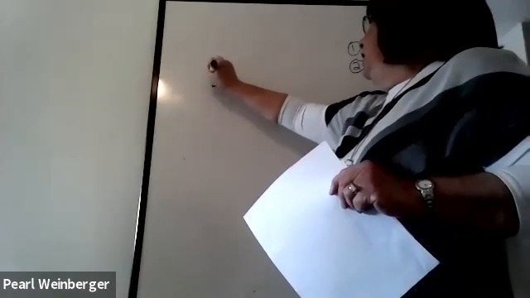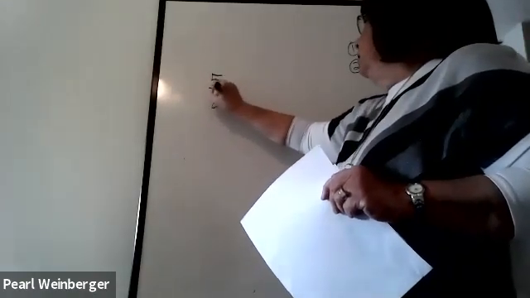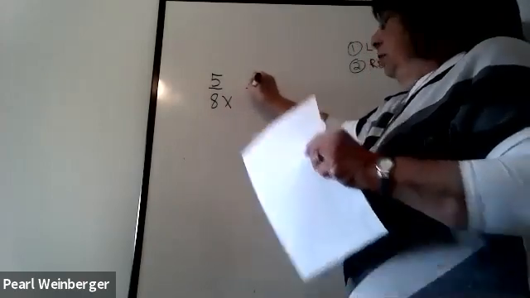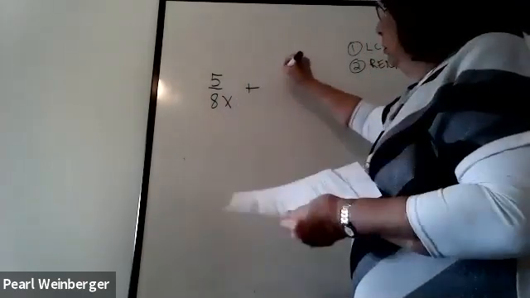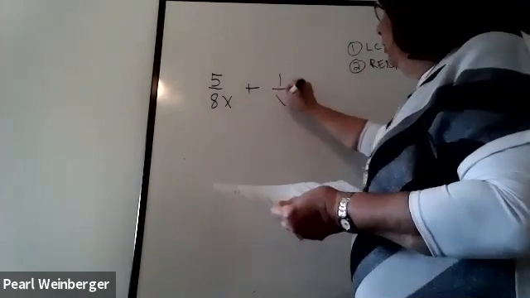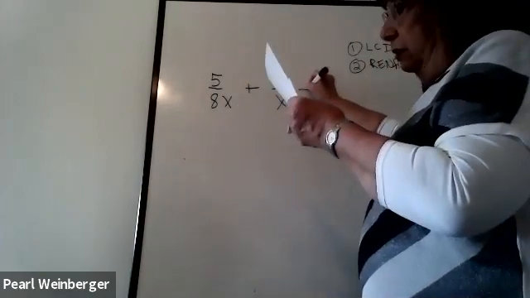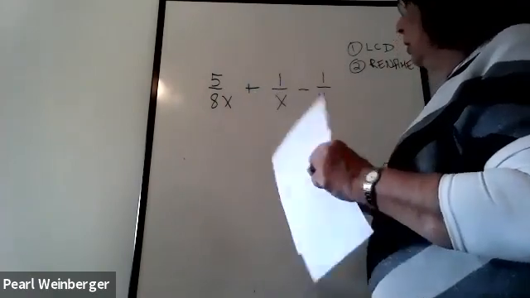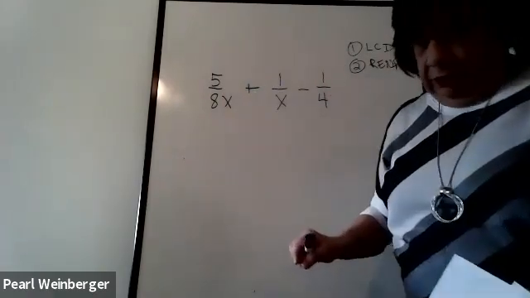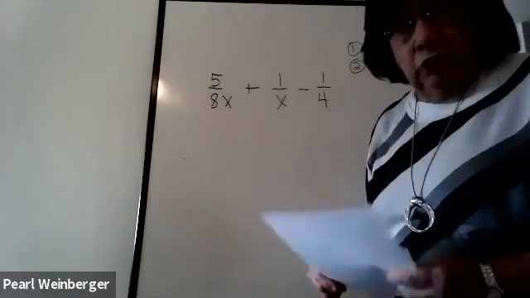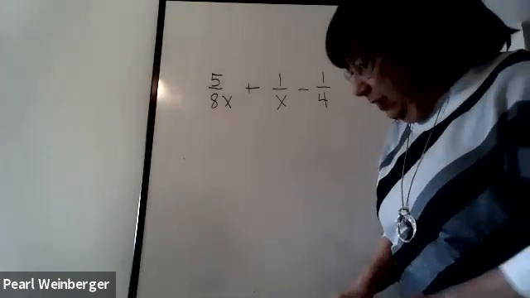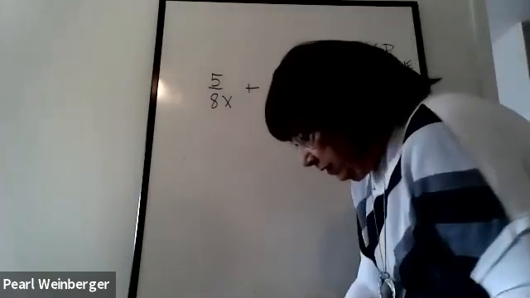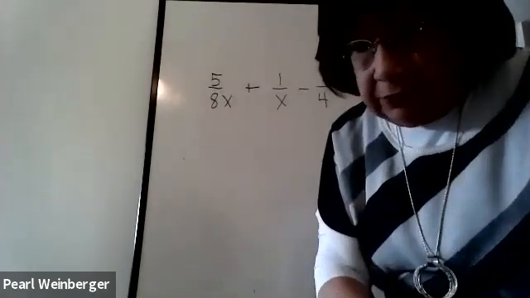So we have 5 over 8x plus 1 over x minus 1 over 4. While I'm starting to take attendance, I want you to work on finding the common denominator. I'm going to be taking attendance and you find the common denominator.